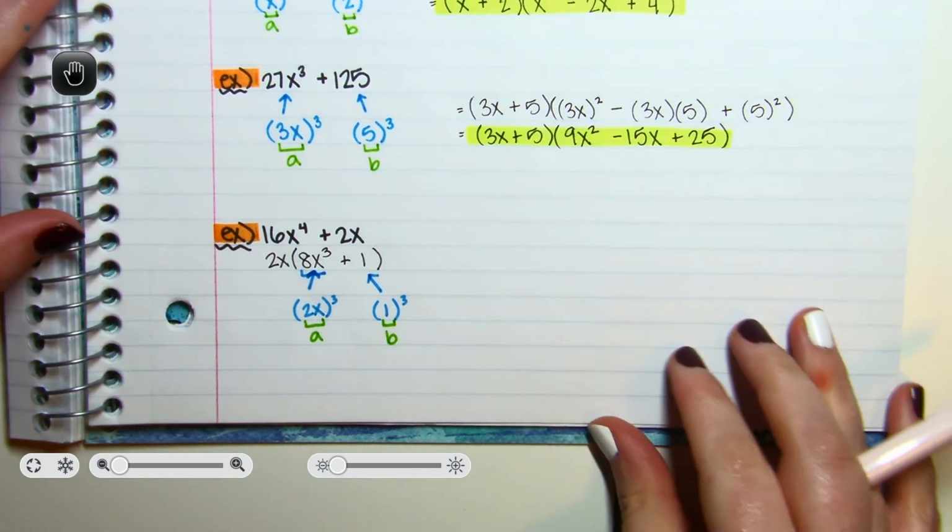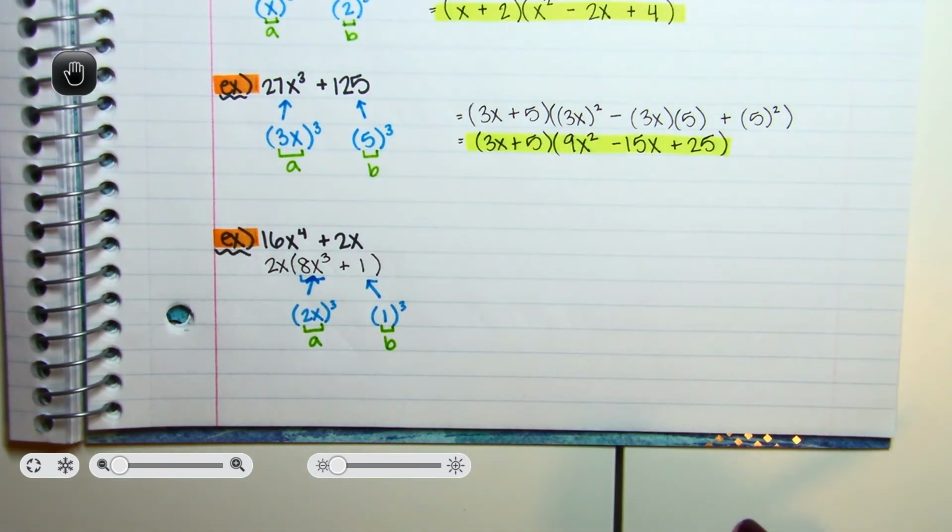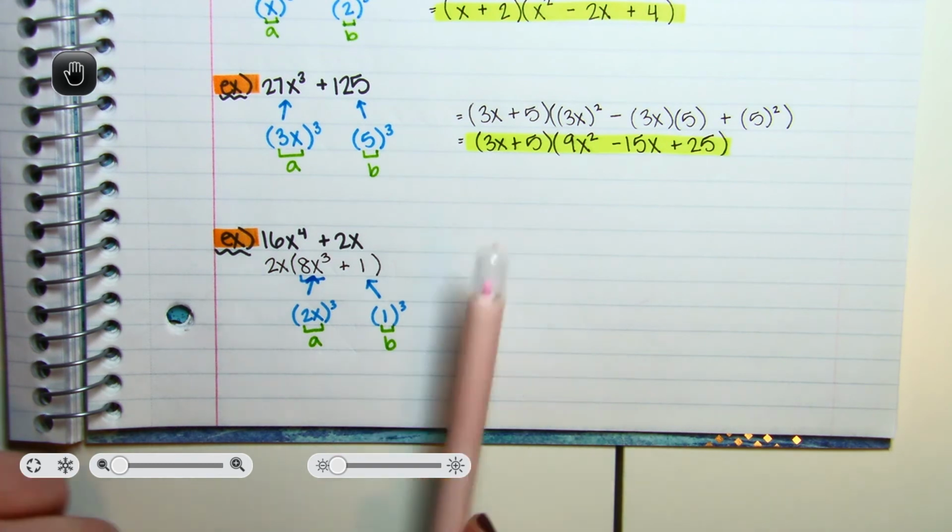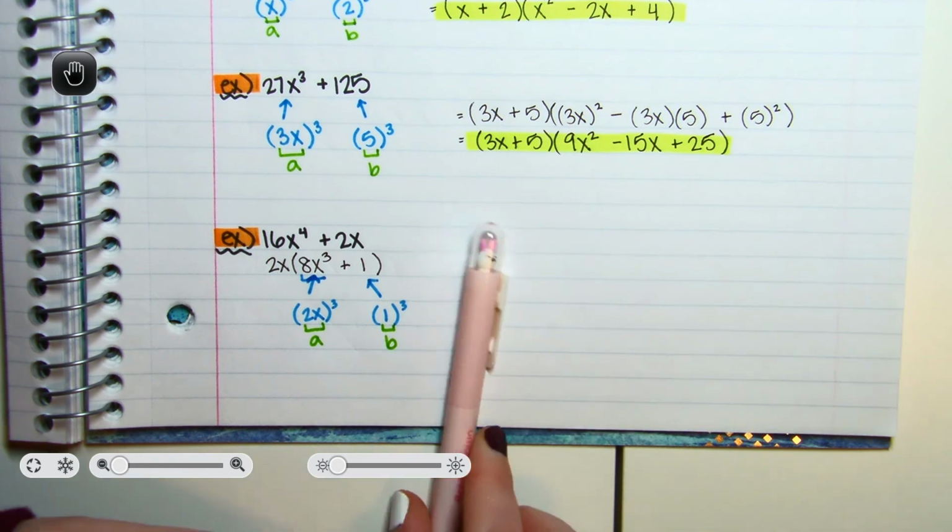I want you to go ahead and pause and try to finish this problem on your own, and then push play when you're ready to check. And while you're doing that, you can look at my cute little bunny pen.